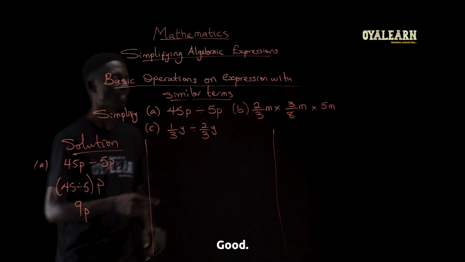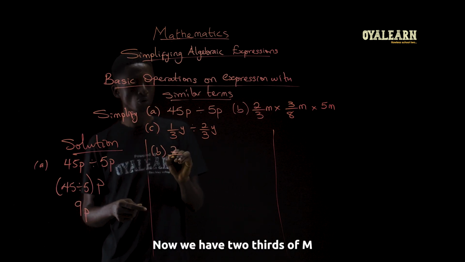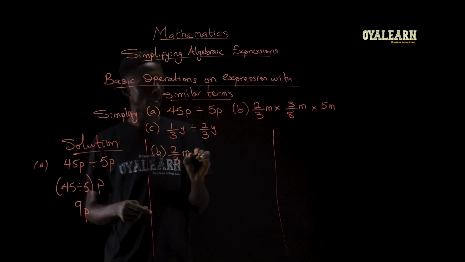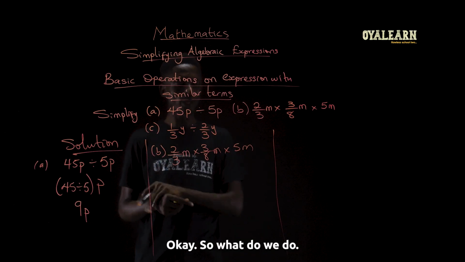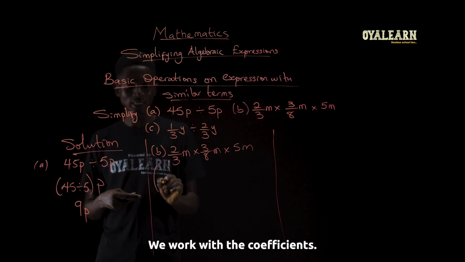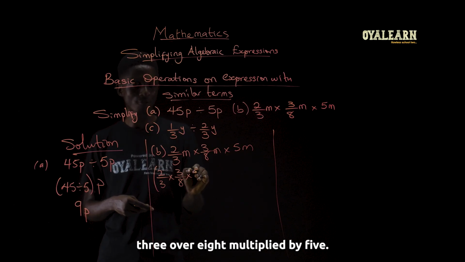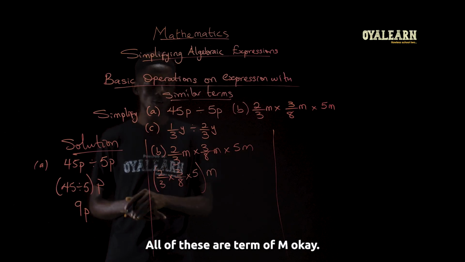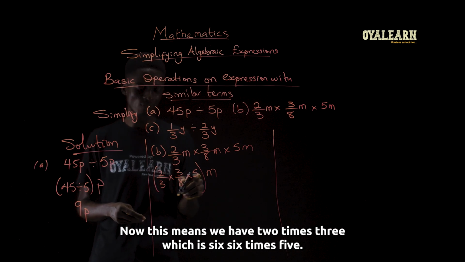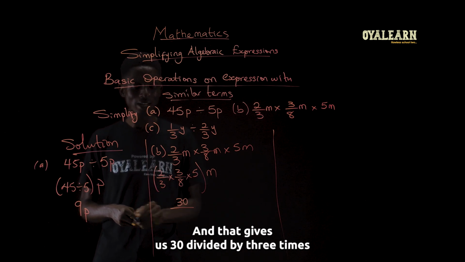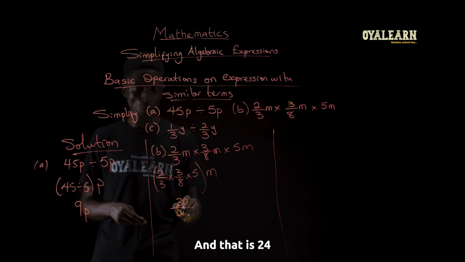Interesting, right? Good. Now let's get to the next one. Now we have 2/3 of m, 3/8 of m, all multiplied by 5m. Okay, so we work with the coefficients. So 2/3 multiplied by 3/8 multiplied by 5. All of these are terms of m. Now this means we have 2 times 3, which is 6. 6 times 5, and that gives us 30, divided by 3 times 8, and that is 24 of m.